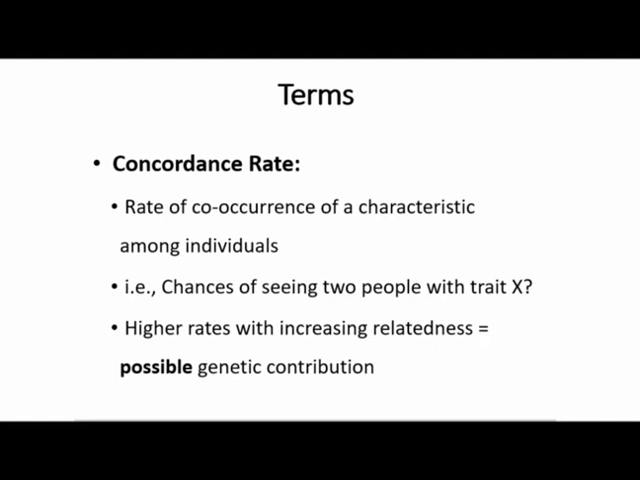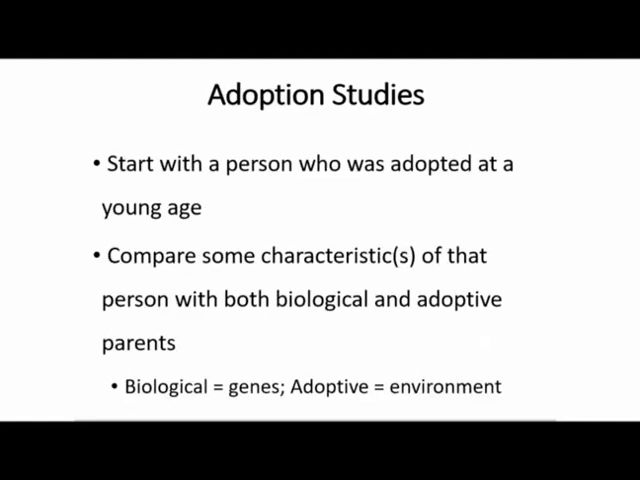And so as a researcher who looks into things like this, we would want to pick apart how much of that similarity, how much of that co-occurrence is coming from your genes and how much is coming from your environment. And this brings us to our first type of study, our first method of study that's going to allow us to try and pick apart genetic influences and environmental influences, and these are adoption studies.